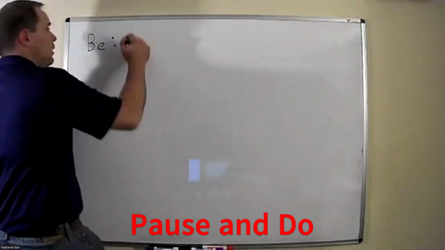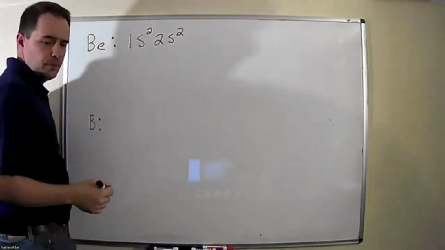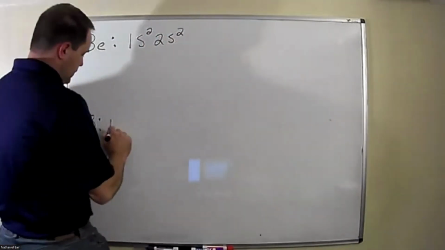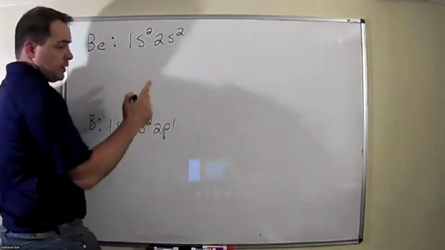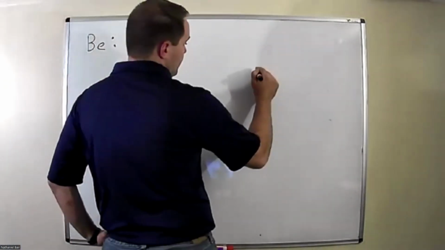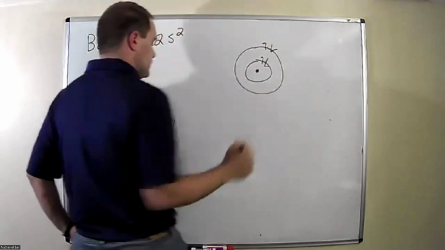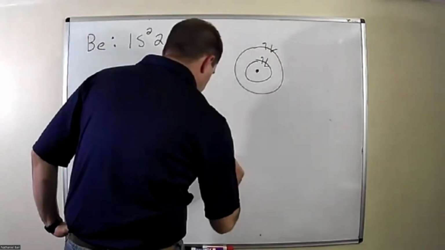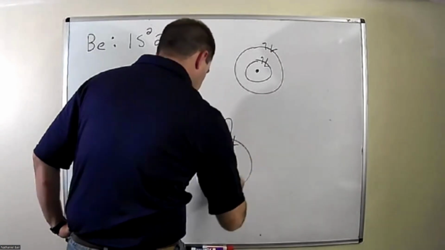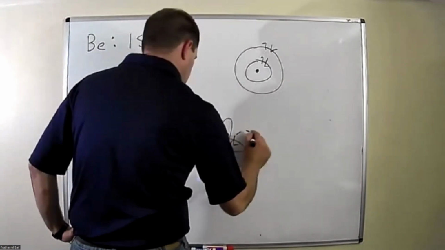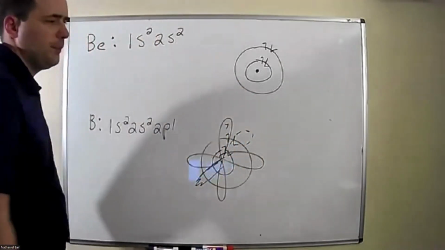Beryllium is a 1s2, 2s2. And boron is a 1s2, 2s2, 2p1. Let's draw. Beryllium, dot for the nucleus, got a 1s and a 2s. Boron, dot for the nucleus, got a 1s, a 2s, and then it's got a 2p set of orbitals with one electron chilling up there.